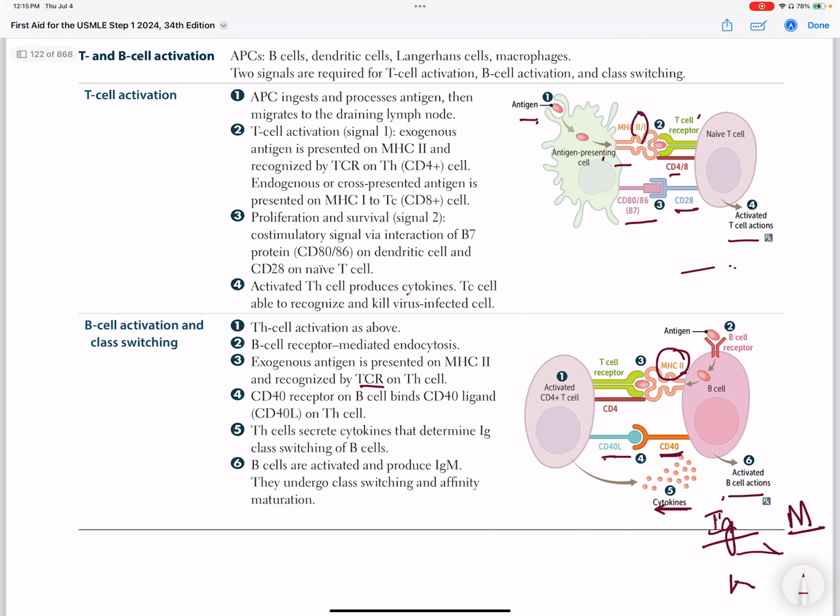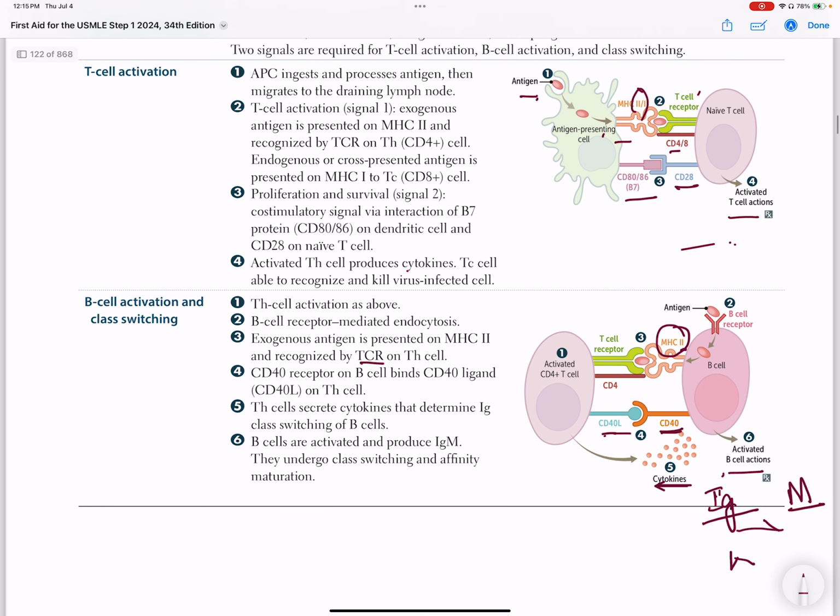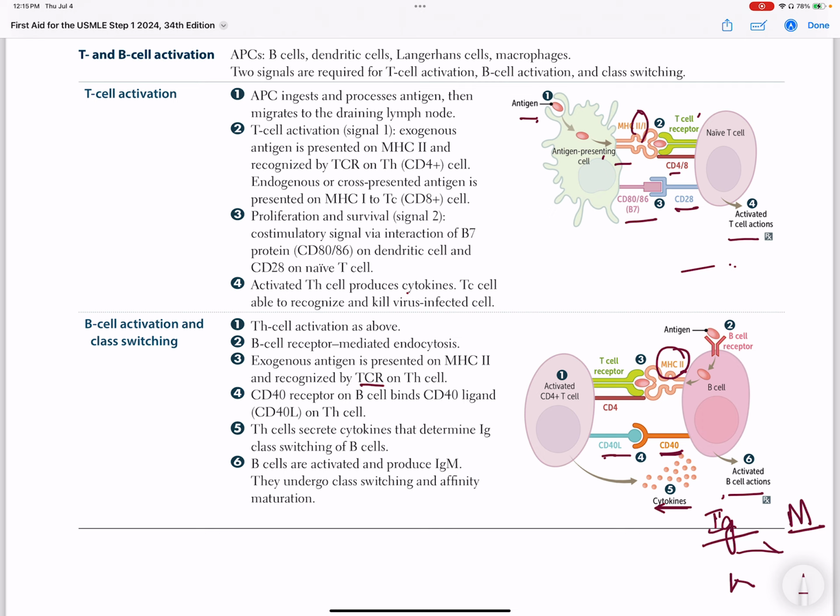Let's get started. So here we have APCs, that is B cells, dendritic cells, Langerhans cells, and macrophages. Two signals are required for T cell activation, B cell activation, and class switching. The first thing is T cell activation. The APC ingests the antigen being presented on it and migrates to the draining lymph node. So this part is at the draining lymph node.